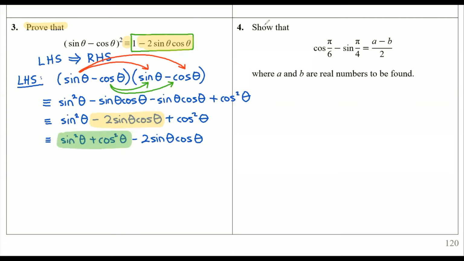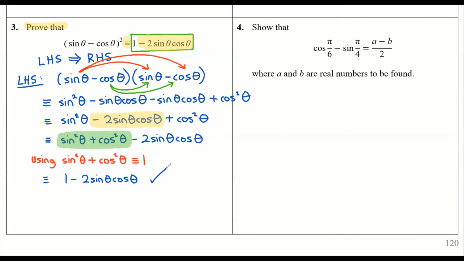So let's just make a note of that. So using sine squared theta added to cos squared theta identical to 1, we can now write down our answer, because there's nothing else. There's no more collecting like terms. There's nothing else to do. All right, so this is just going to be 1 subtract 2 sine theta cos theta, as required. Okay, so that's a nice little identity proof there.